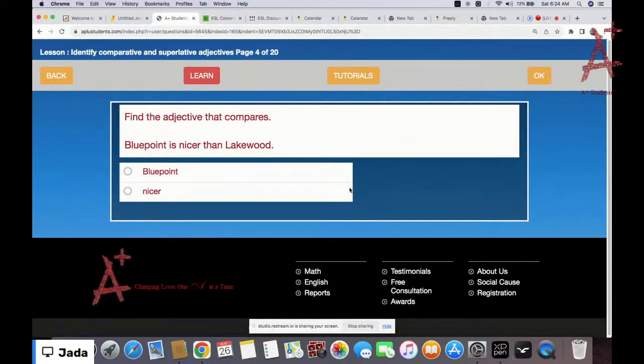So we have Blue Point is nicer than Lakewood. Okay? Blue Point is nicer. So we have nicer there. So the adjective that compares there is nicer, and it is comparative. It's comparing only two, Blue Point and Lakewood.